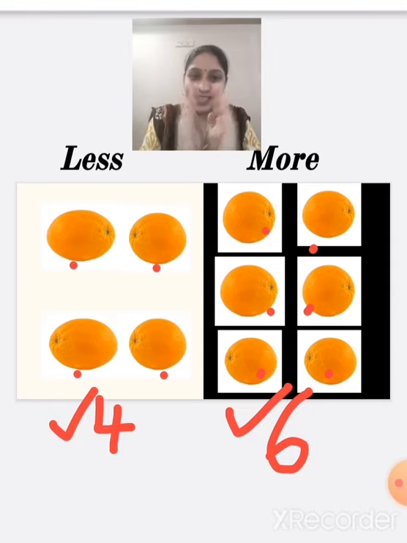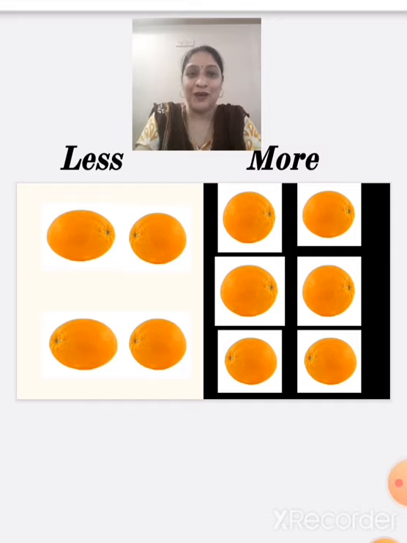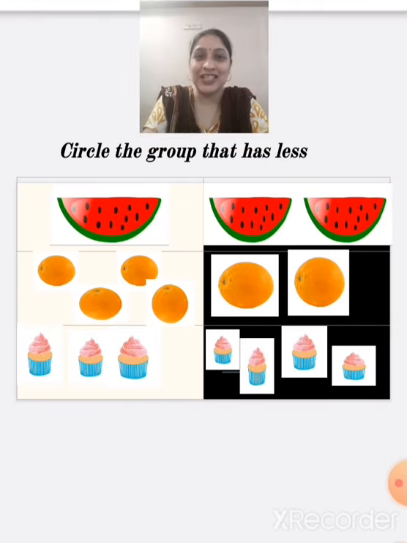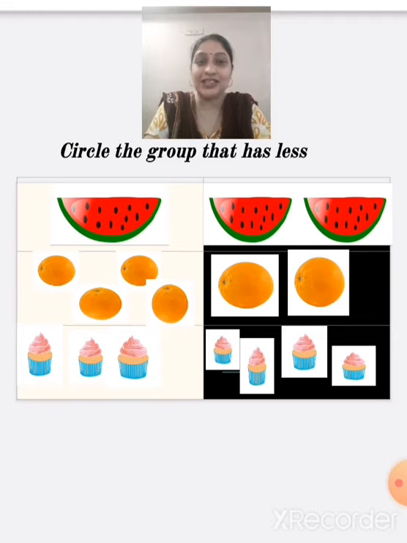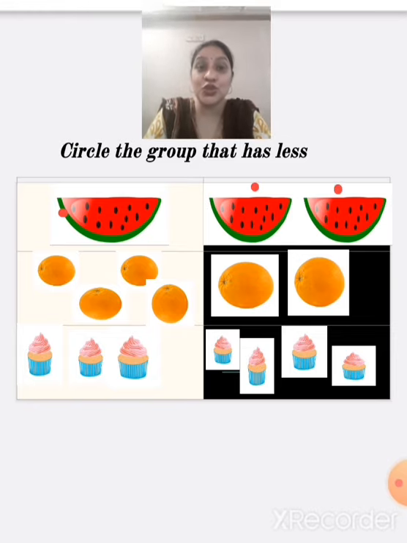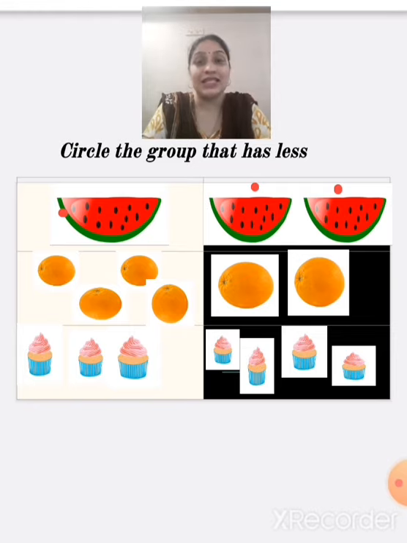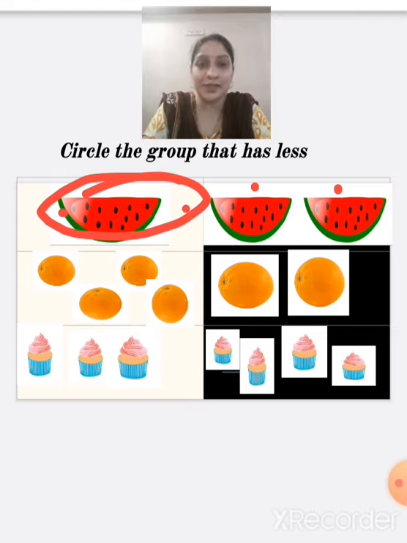More and less. Okay children, now we are going to do one worksheet. Activity worksheet. Are you going to do with me? Yes. So children, in this worksheet, you have to circle the group that has less number. That is less, few. Okay. Let us count. See, only one watermelon. And in this set, we have one, two. Two watermelons. So children, this set is less.